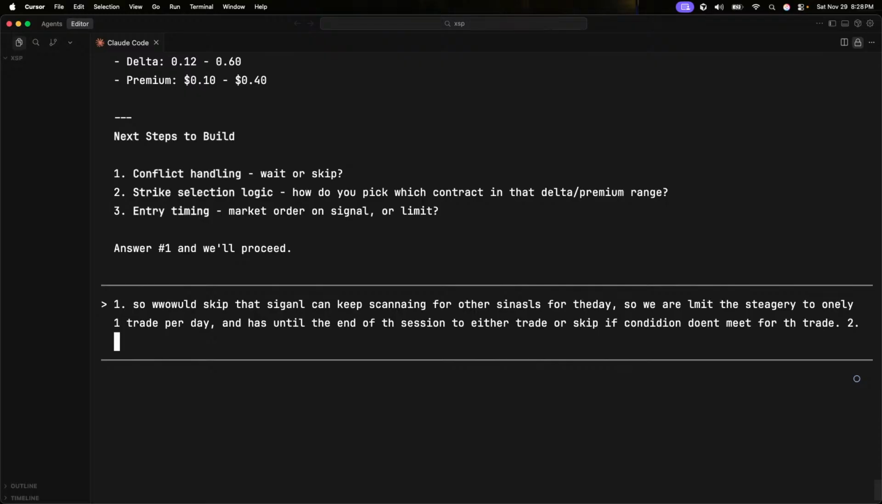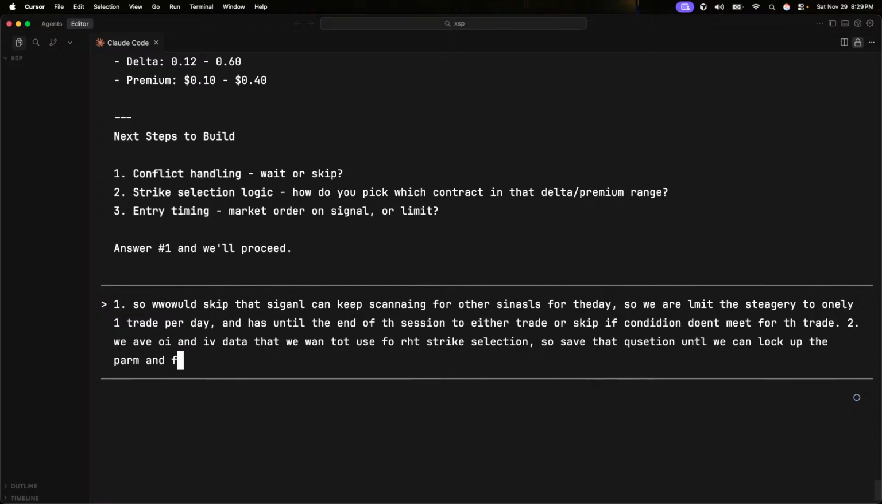Two, we have open interest and IV data that we want to use for the strike selection. So save that question until we lock up the parameters for the strategy, and we'll discuss a bit more. Entry is going to be limit orders. You'll see once we show you the reference backtest.